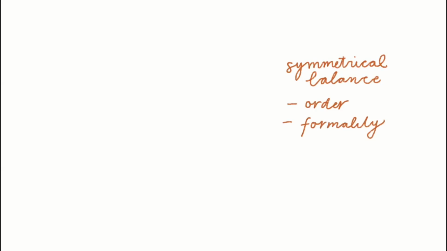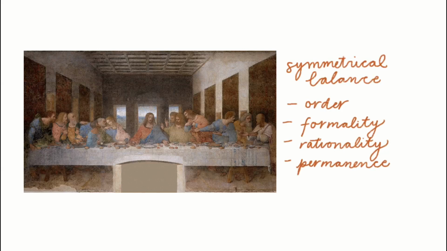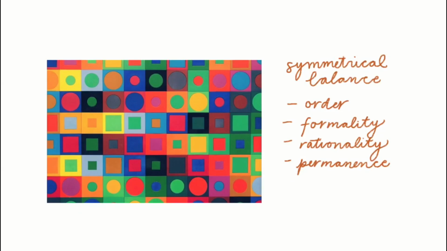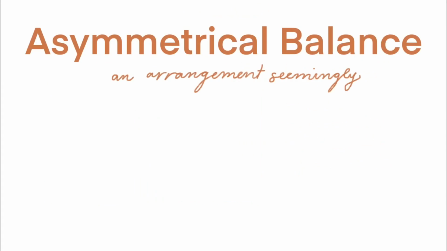Symmetrical balance is used when feelings of order, formality, rationality, and performance should be evoked, and is often employed in institutional architecture and religious and secular art. In contemporary and modern art, op art or illusion art often uses the notion of symmetry, as it requires precise alignment to convey the effect.